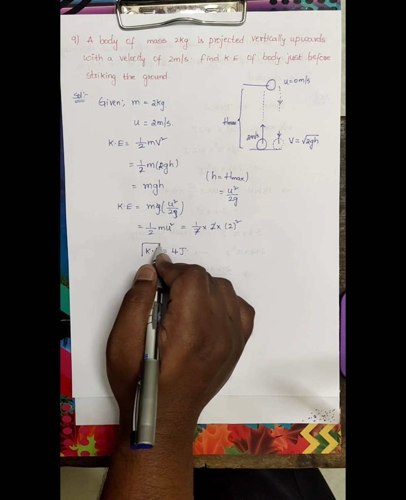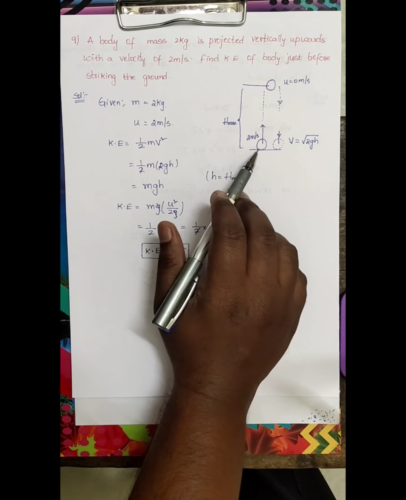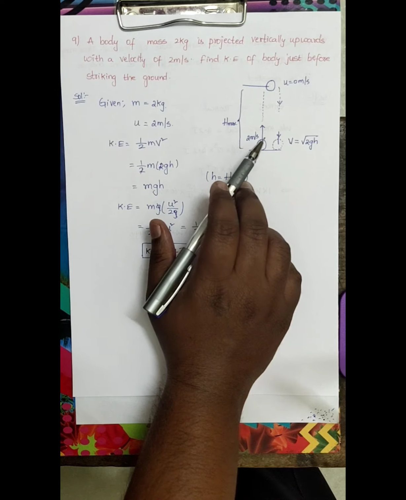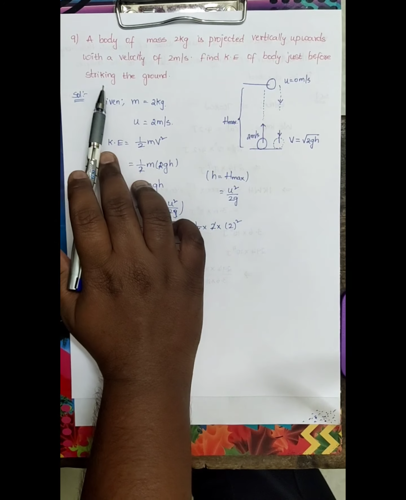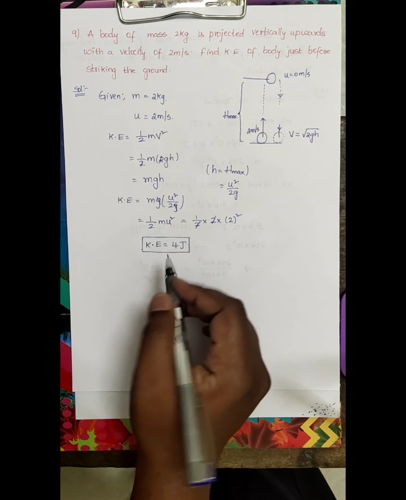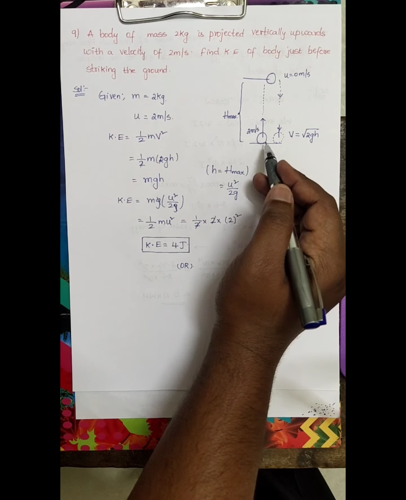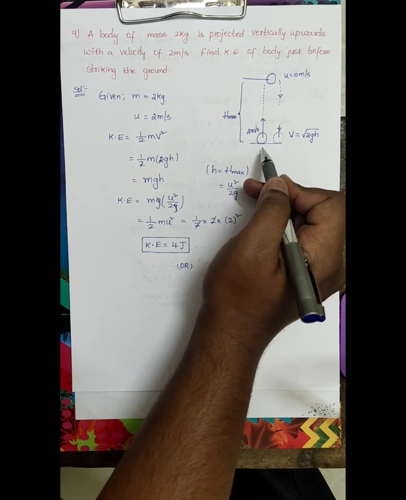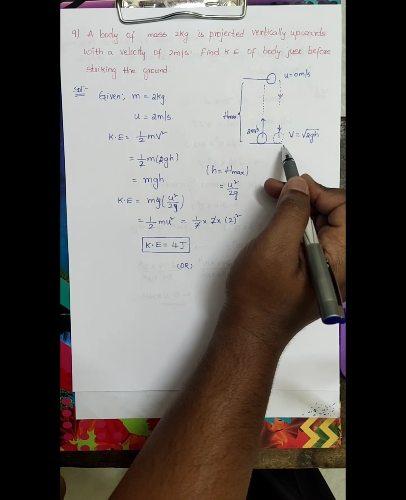See children, it seems to be very easy. You can ask me initially, sir, why haven't you taken half m u square only? But the question asks for the kinetic energy of the body just before striking the ground. And you can do it in another way also. We already know that the velocity with which it is projected upwards is the same as the velocity with which it reaches the ground.